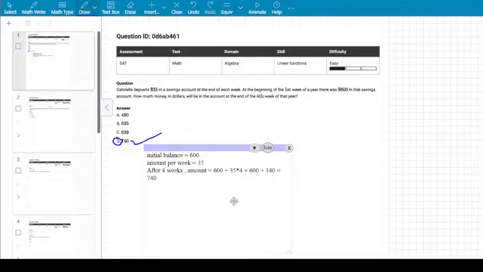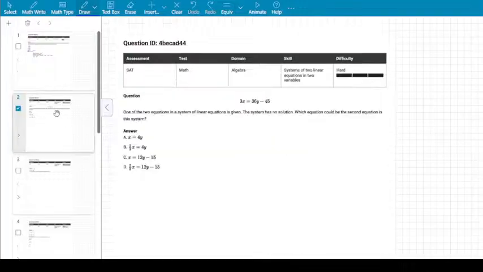Okay, now let us move to the second question. Okay, so this is the second question. It is again another algebra question. This will be mostly algebra heavy since that is a large part of SAT questions.